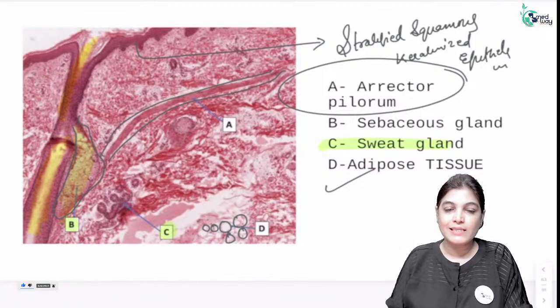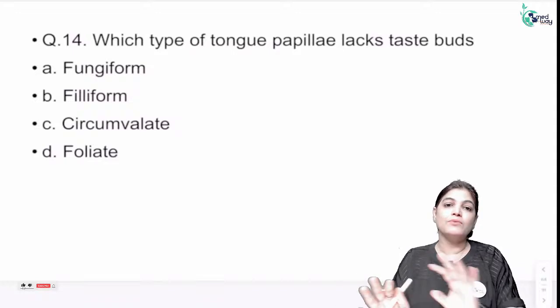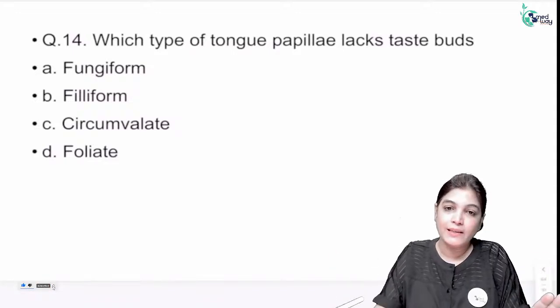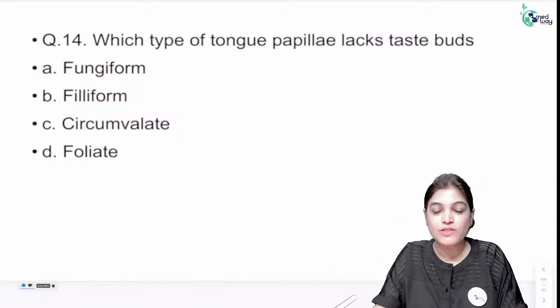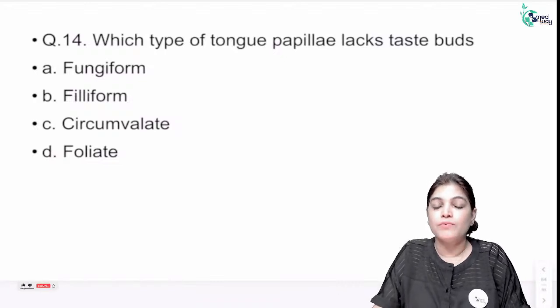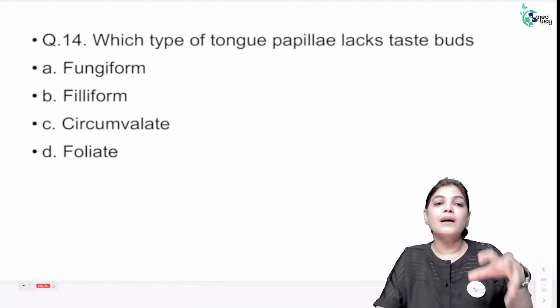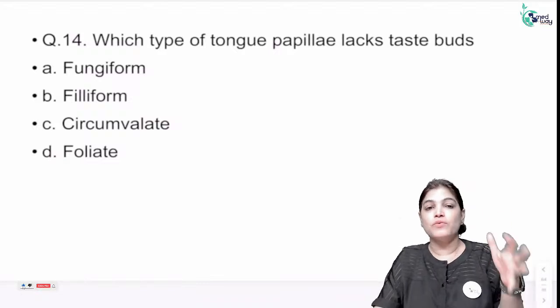Let's move on to the next MCQ, that is MCQ number 14. This I have explained several times in the class. Whenever I have gone for the histology session of the GI tract, or in the gross anatomy part of the tongue, I have already explained the different types of papillae on the dorsum of the tongue and the characteristic feature of each type of papilla.